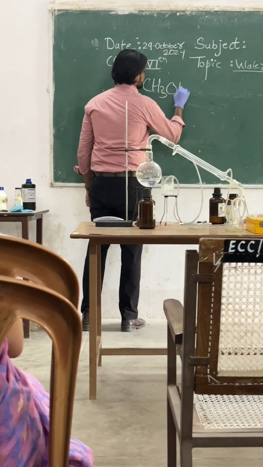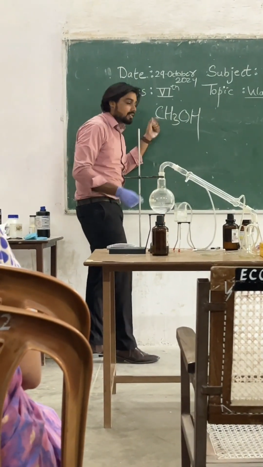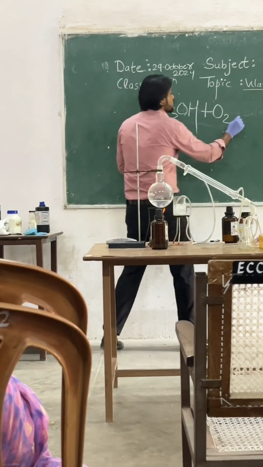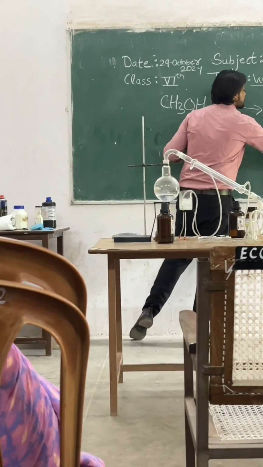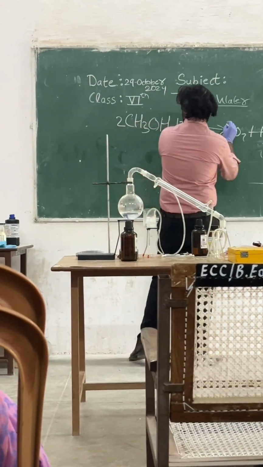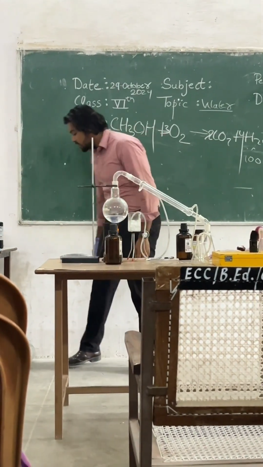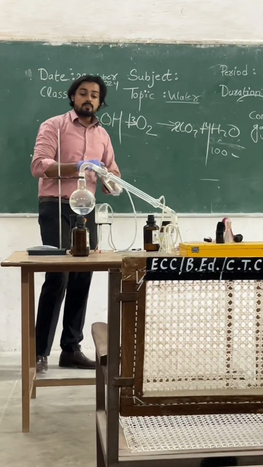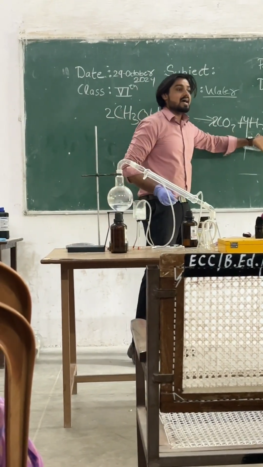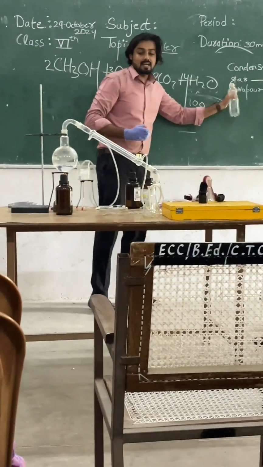CH3OH. This is a hydrocarbon made up of hydrogen plus carbon, and we are going to combust it. When we combust it, it is going to produce CO2 plus H2O. So, I am going to take methanol and combust it to produce CO2 and H2O. It is an exothermic reaction and it is going to produce a lot of heat and pressure.